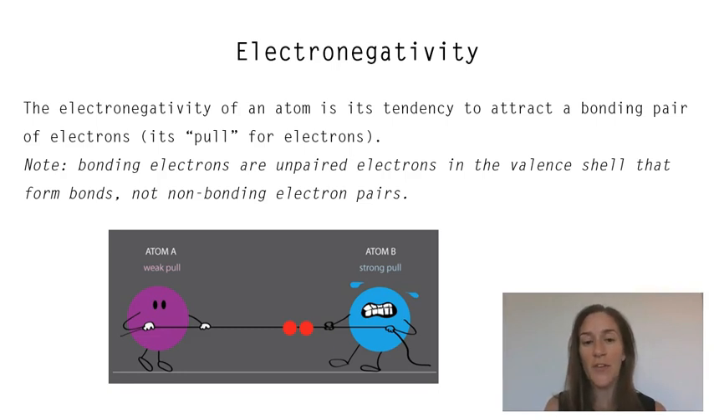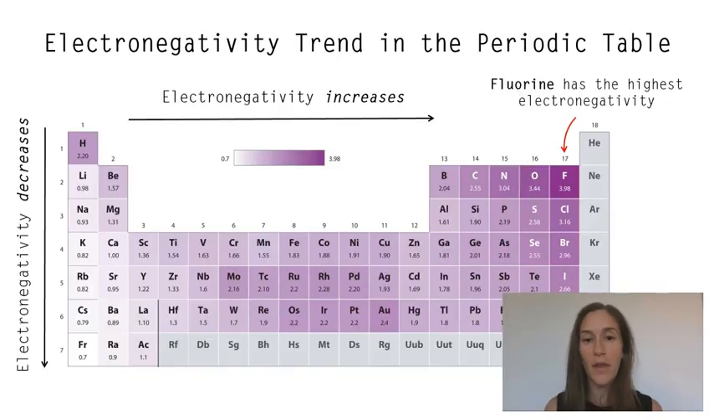So you can think of this as a tug of war between two atoms for the pair of electrons in the bond. This periodic table shows the electronegativity value for each element. This value ranges from 0, the least electronegative, up to 4, the most electronegative.